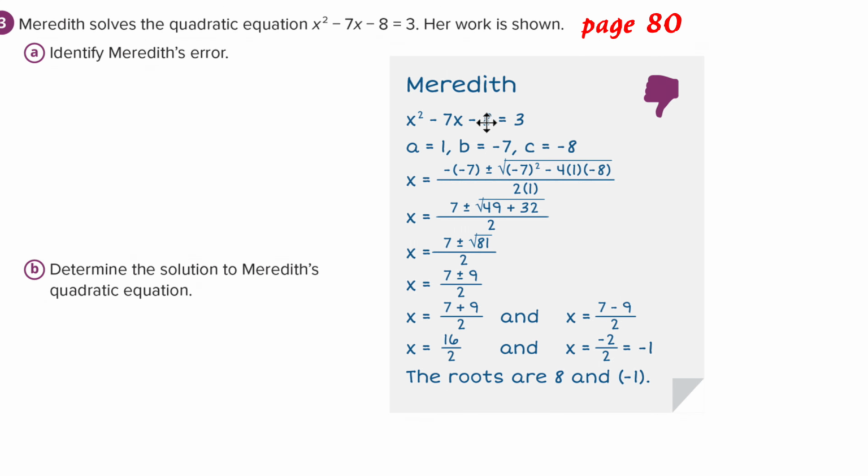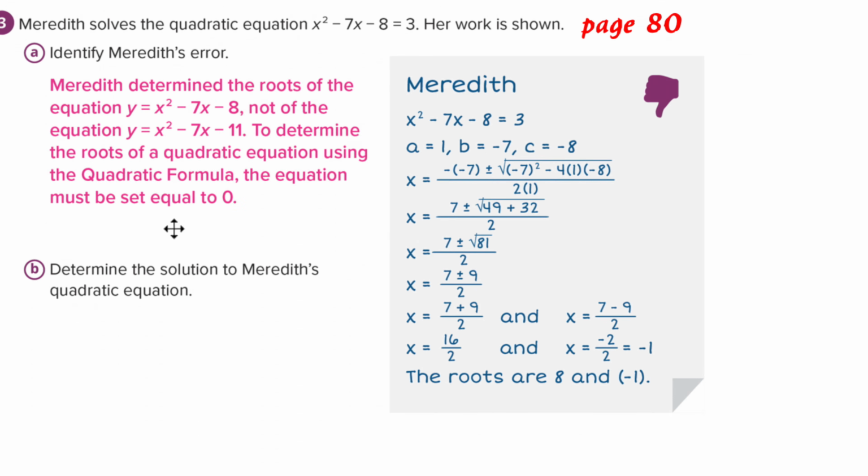X squared minus 7x minus 8 equals 3. What equals 3? It can't equal 3. You got to set it equal to 0. Set that thing equal to 0 before we use this. We don't know the values of a, b, and c unless the equation is set equal to 0.